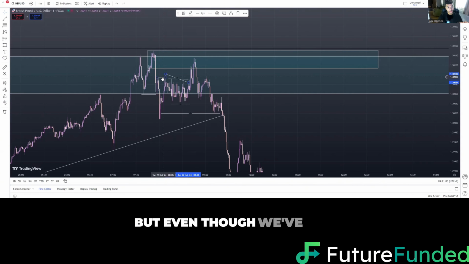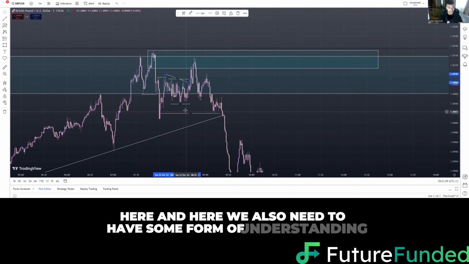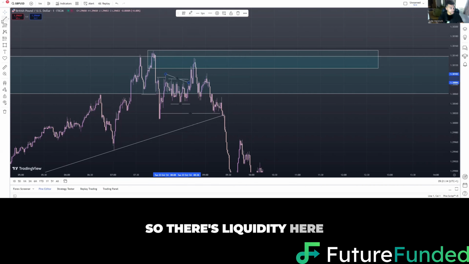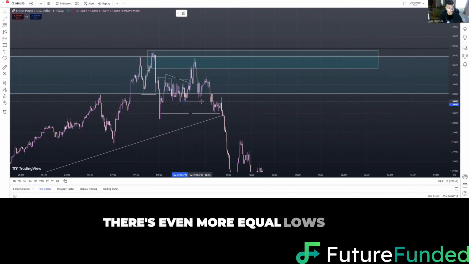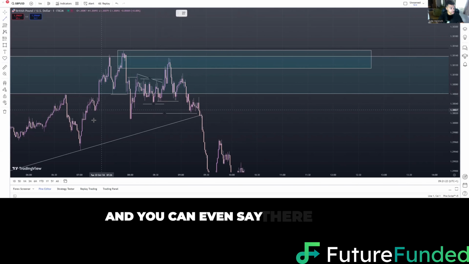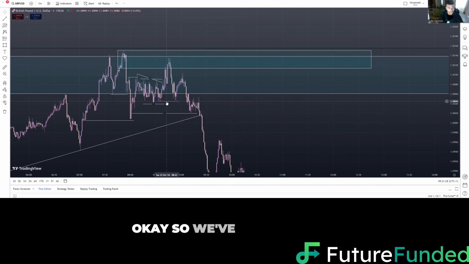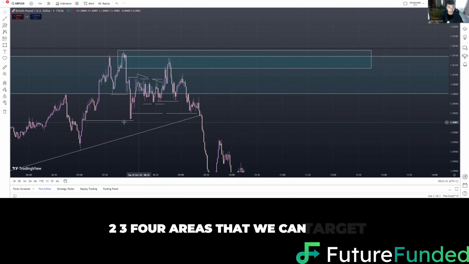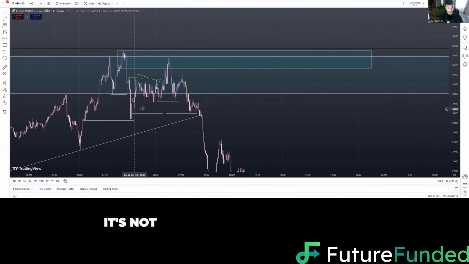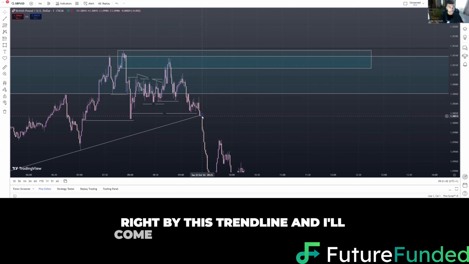Even though we've got liquidity here, here, and here, we also need some understanding of where there's liquidity that we can target. There's liquidity here. There are even more equal lows right here, and you could even say there are more relative equal lows right here. So we've got at least four areas that we can target. We've got two relative equal lows. It's not directly equal, but it's still liquidity just below here, right by this trend line. I'll come on to that in just a second.